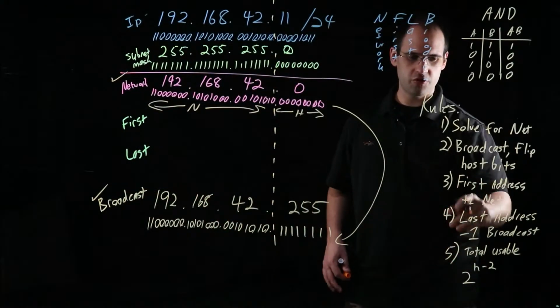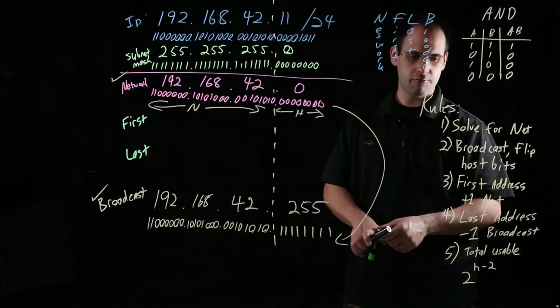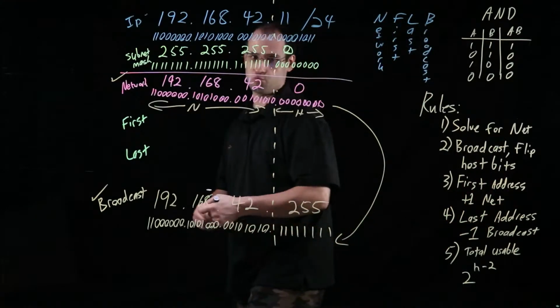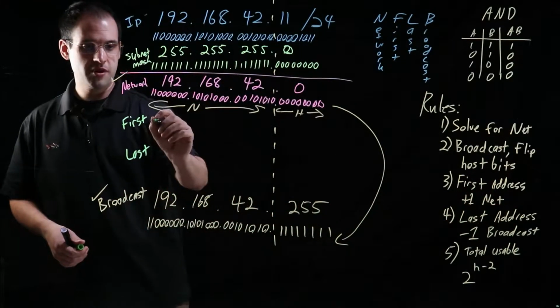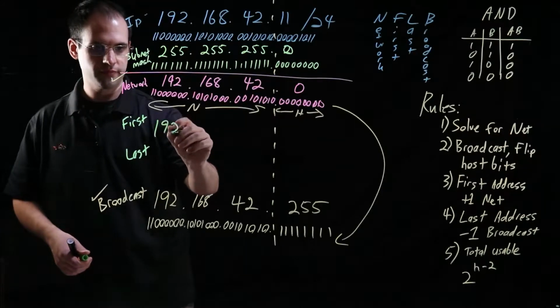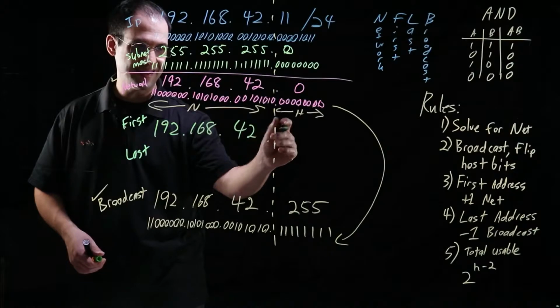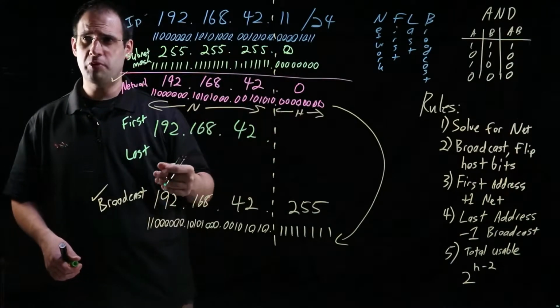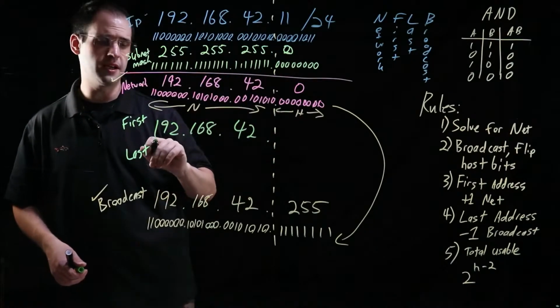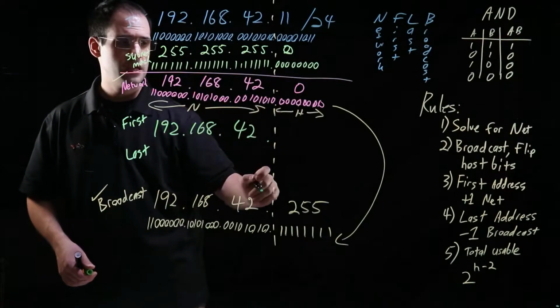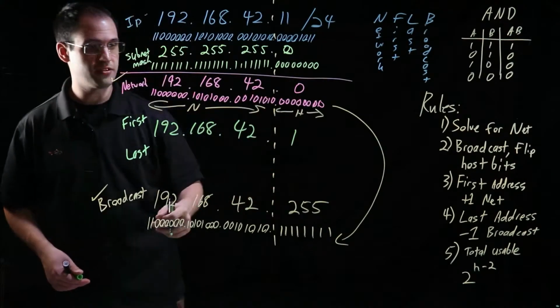We're going to find our first address, and the first address is +1, the network address. Seems simple enough. So if the network address is 192.168.42.0, what's 0 plus 1? Again, base 10 system now, right? Base 10 in decimal. 0 plus 1 is 1, right? In this case, it's 1.